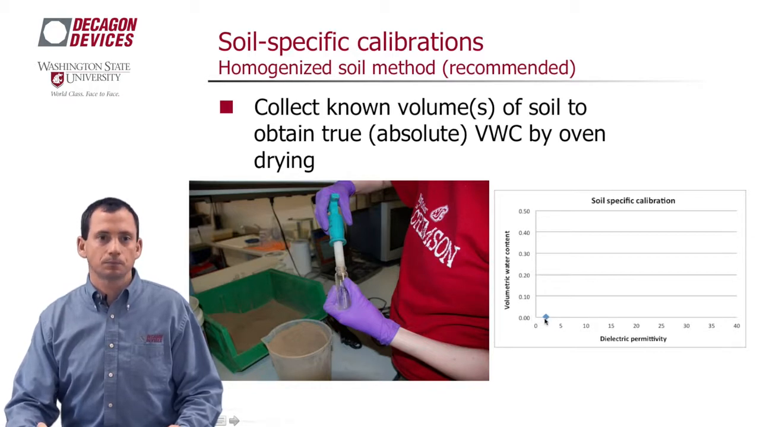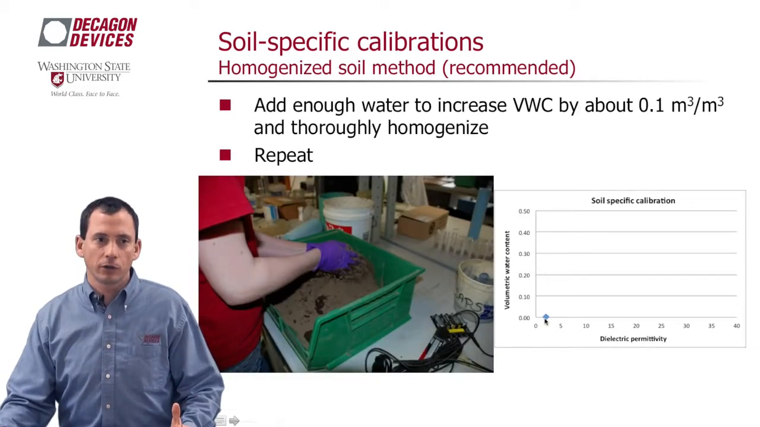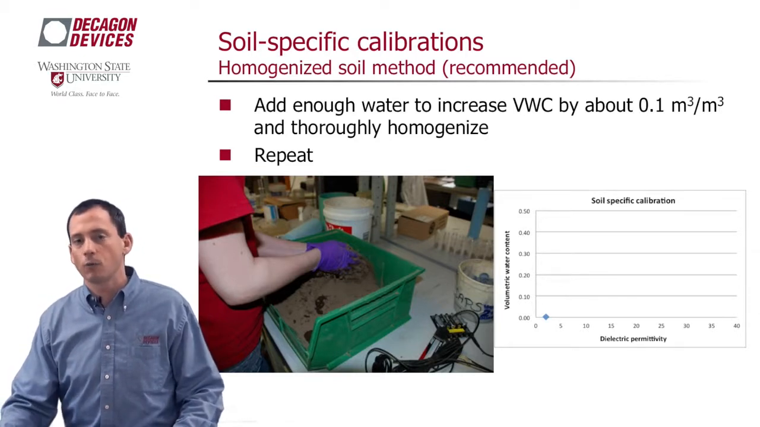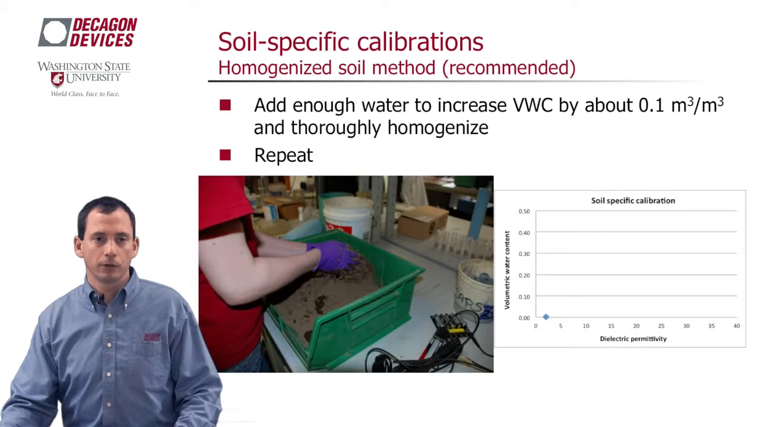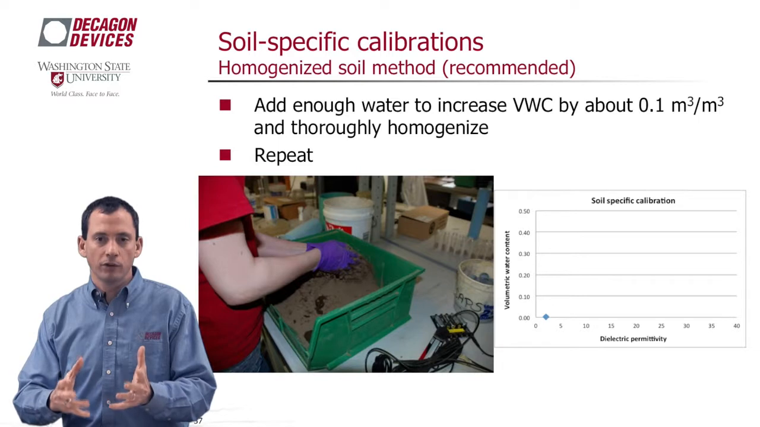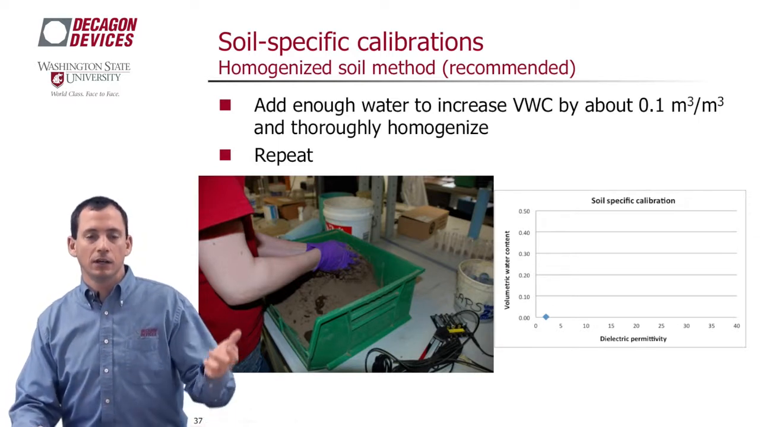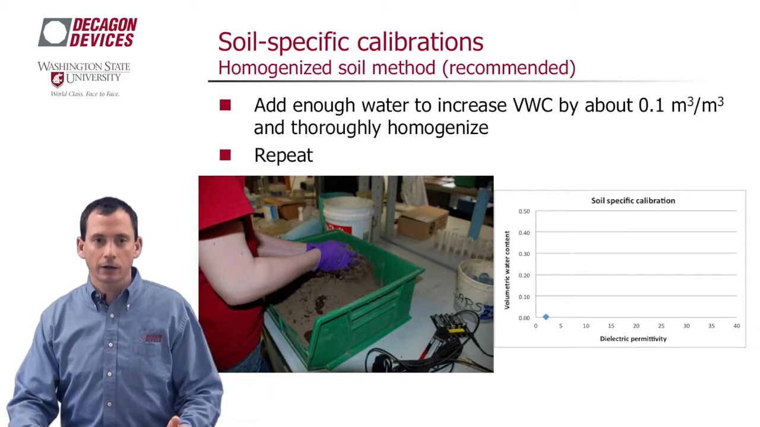Okay, so now you add some arbitrary amount of water to that soil and homogenize it again, mix it up again. So we often add enough water to increase the water content by about 10%, or 0.1 meter cubed per meter cubed. So once you've homogenized this water in, then you have a little bit more moist soil. Then you repeat the process. You pack it back to the same bulk density, you insert the sensor, take your sensor measurements, you collect some subsamples and get the true water content, and that gives you the second point.